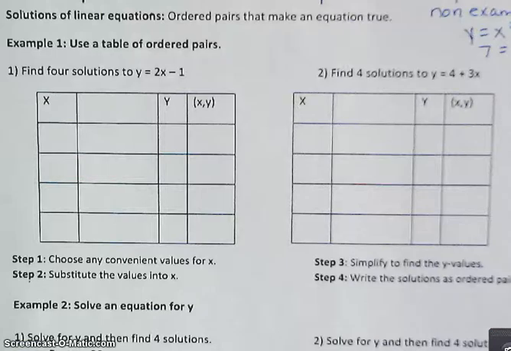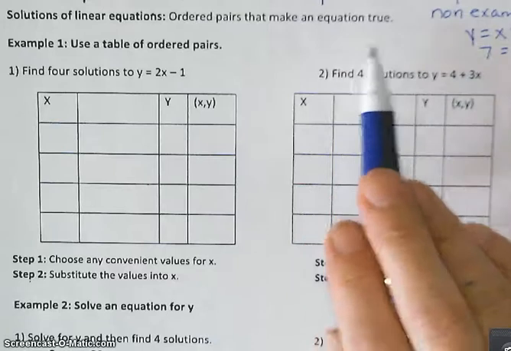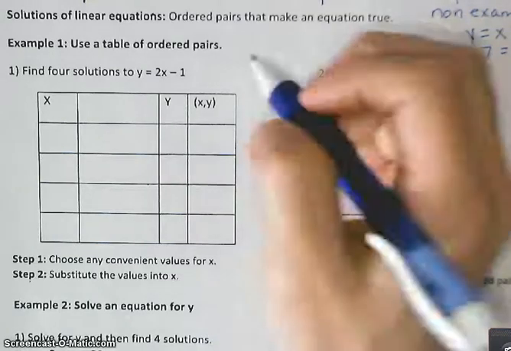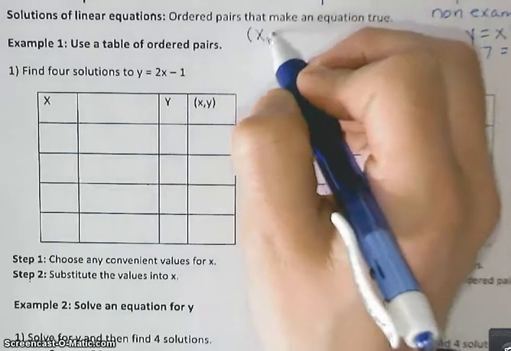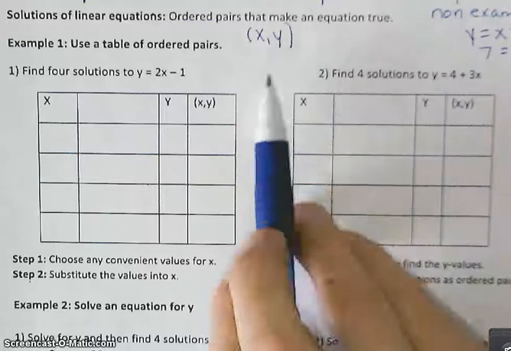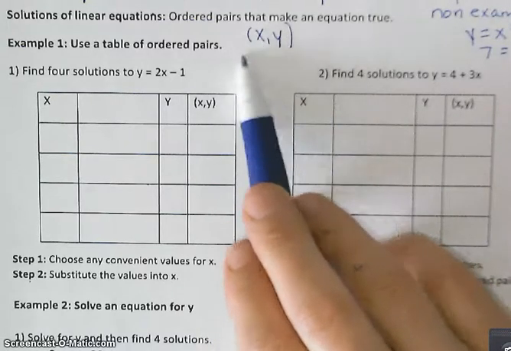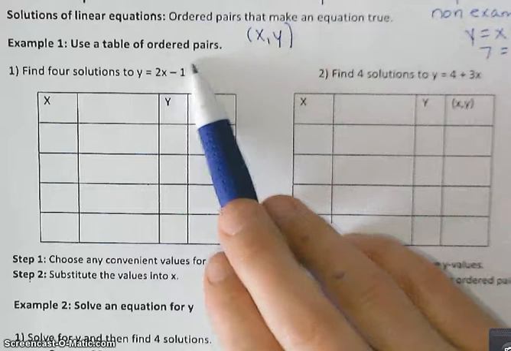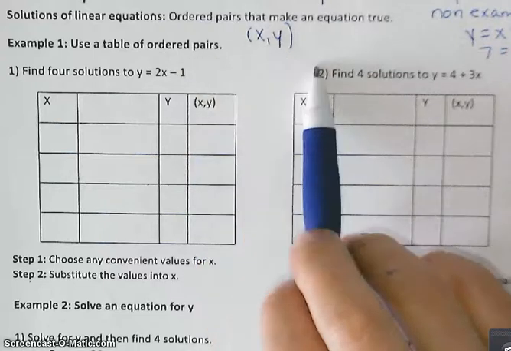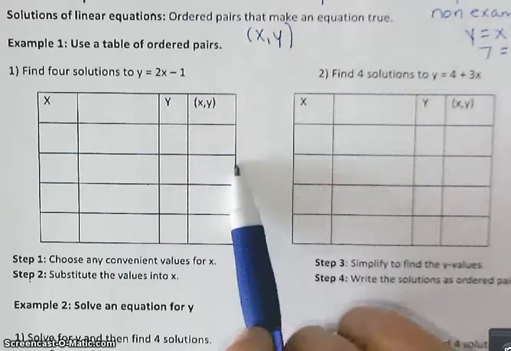Next, we're going to talk about solutions of linear equations. These are ordered pairs that make an equation true. Remember, ordered pairs come in the form (x, y), where x is our input and y is our output. So what we're going to do today is, given a function, find solutions that work for that function.